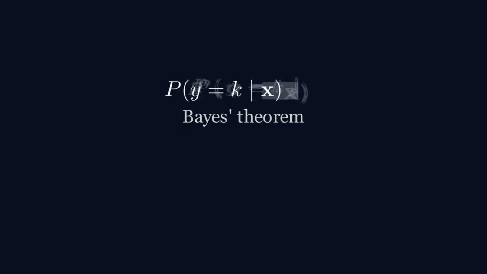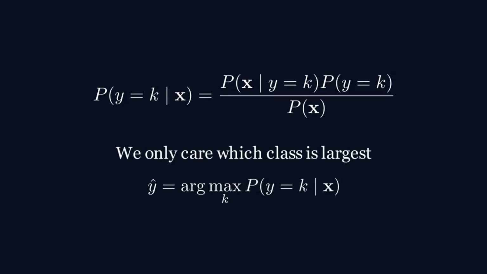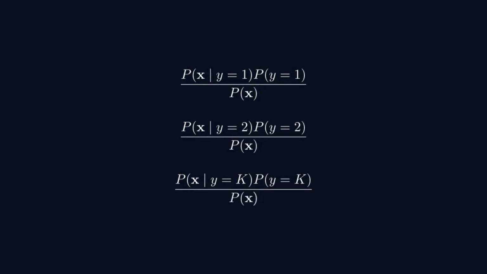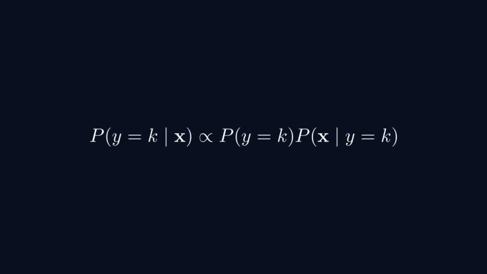Now we can make our lives a little easier. Remember, we're not actually interested in the exact probability yet. We're interested in which class gives us the highest probability. And notice that the probability of x doesn't depend on k. Our data x stays the same while we're comparing the different classes. So p of x is the same for every class. Dividing every score by the same number isn't going to change which one is the largest. So we can ignore it, which means that the probability of y equals k given x is proportional to the probability of y equals k multiplied by the probability of x given that y equals k.